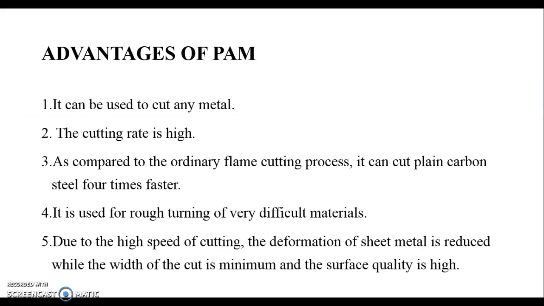Next, there are some advantages of plasma arc machining. It can be used to cut any metal. The cutting rate is very high as compared to ordinary flame cutting processes. It can cut plain carbon steel 4 times faster. It is used for rough turning of very difficult materials. Due to the high speed of cutting, the deformation of sheet metal is reduced, while the width of the cut is minimum and the surface quality is high.